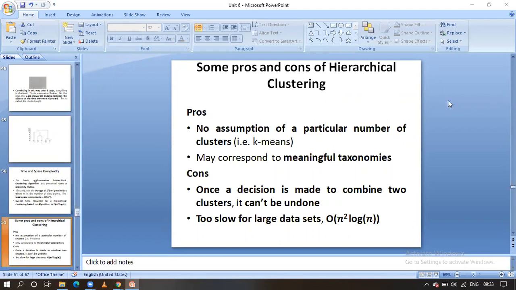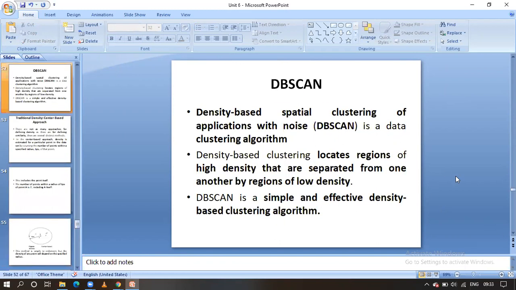Okay, this is the information related to agglomerative hierarchical clustering. Let us see the last one, that is DBSCAN. DBSCAN is a density-based clustering algorithm, guys. What is the full name of DBSCAN? DBSCAN means Density-Based Spatial Clustering of Applications with Noise. This is the full form of DBSCAN, guys.